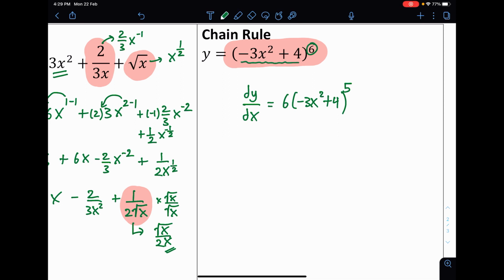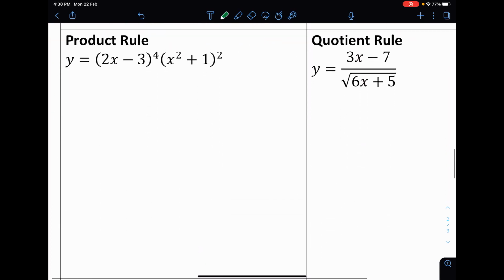We are going to multiply by the differentiation of this. So multiply that, you'll get negative 6x plus 0. That's it. I'm going to get 6 times negative 6, I get negative 36x. And then bracket negative 3x squared plus 4, whole thing power of 5. Okay, we can leave our answer just like this. That's the result.